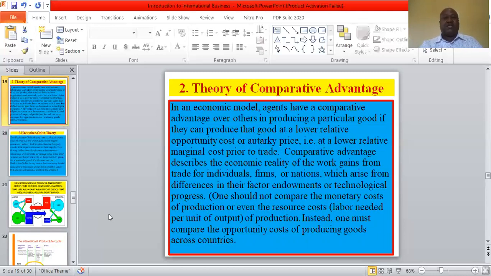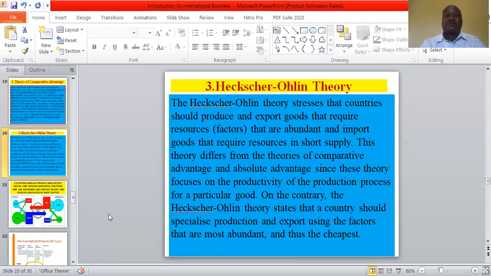Okay, so one should not compare the monetary costs of production or even the resource costs, labor needed per unit of output of production. Instead, one must compare the opportunity costs of producing goods across countries. Let's have some illustration ahead.